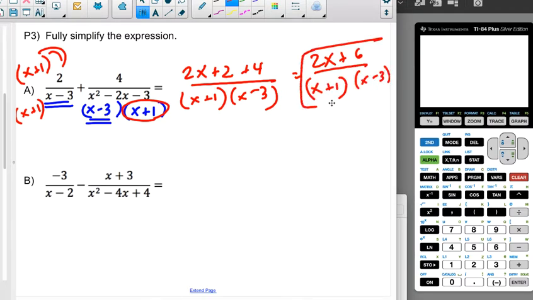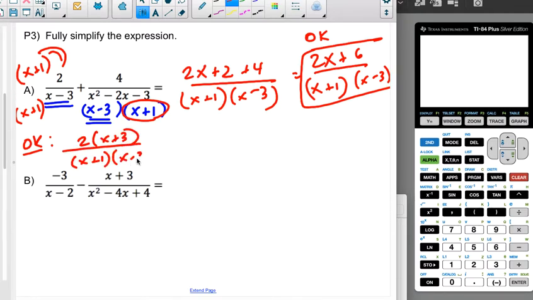That's great. If you want to FOIL out the bottom, you certainly can. It's already FOILed out for you right here, right? If you want to factor the top, you can, right? So this is totally okay. There are also a lot of other okay answers, right? You could have had a 2 times an x plus 3 over this x plus 1, x minus 3. You could have had a 2x plus 6 over the FOILed out version, which is x squared minus 2x minus 3. Any of those are fine, right? So there's a bunch. I probably would have done this.